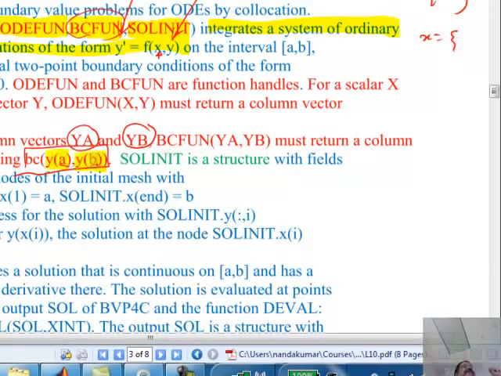Please, any questions on that? Those are my guesses. The first variable there, 1, is a guess for theta, which is the same as y1. The second is a guess for y2, which is the same as d theta d psi. The function is constant, so the derivative is 0. And this is my domain, which goes from 0 to 1 in steps of 0.1. That's all I need to do. Then solinit will construct the structure, and that structure is automatically passed.